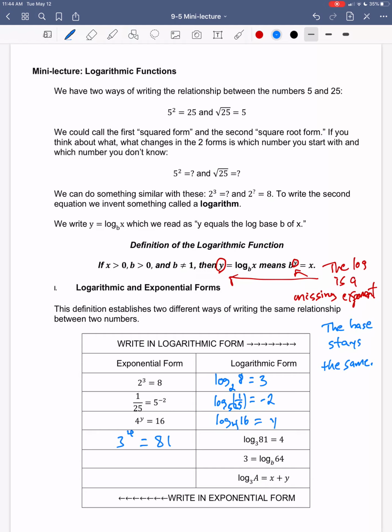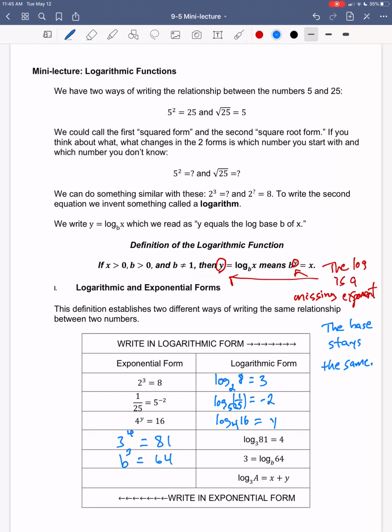Okay, this next to the last one. 3 equals log base b of 64. What's the base? The base is b. So I'm going to have b to some power equals something. My power is what the log is equal to, so it's going to be b to the 3rd equals 64.